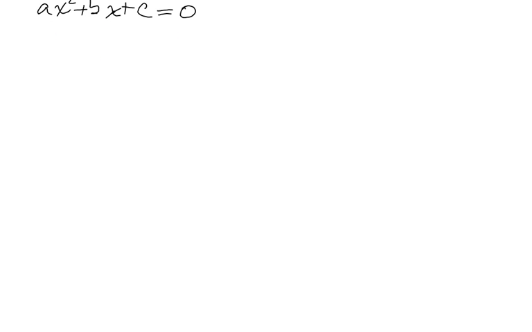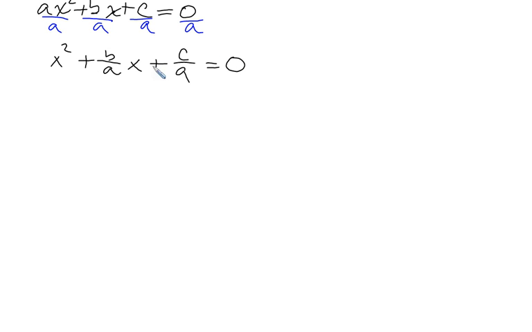The first step I would do is make sure that I have a leading coefficient of 1. So I'm going to divide everybody by a. And that leaves me with just an x squared. And again, I'm going to treat a and b like they're numbers. So I'll put that as my coefficient, b over a x. And then I have my c over a. And 0 over a, as long as a is not 0, is 0. So this is where we're starting.